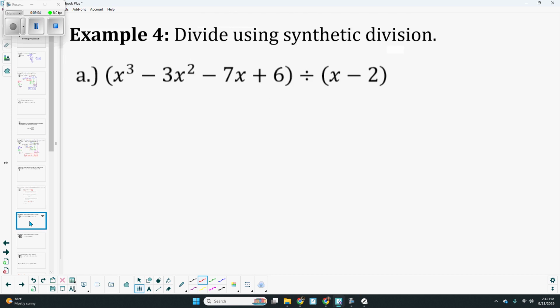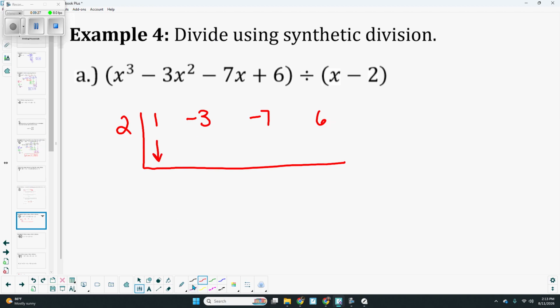So let's actually do one together now. We're going to do 2 together. So if I'm dividing by x minus 2, I'm going to put a positive 2 on the outside. I'm going to make my L. And I'm going to put the coefficients. This was 1x cubed, negative 3x squared, minus 7x, plus 6. So we weren't missing any terms, so there were no 0 placeholders. I'm going to bring down my 1.